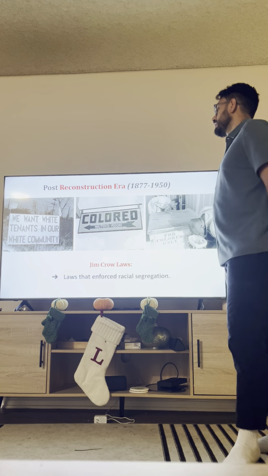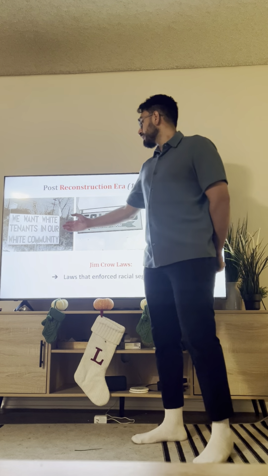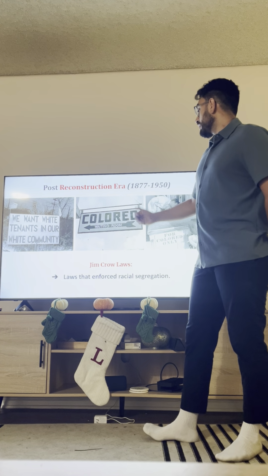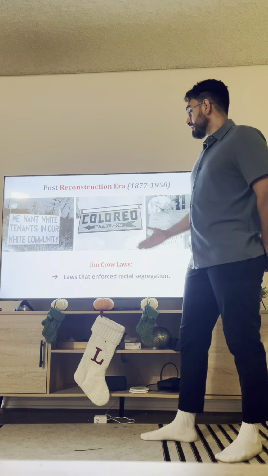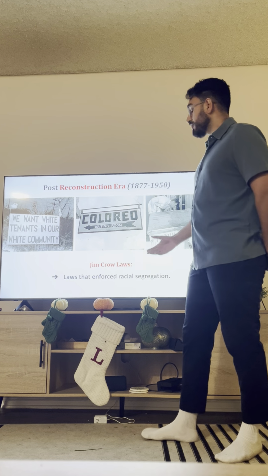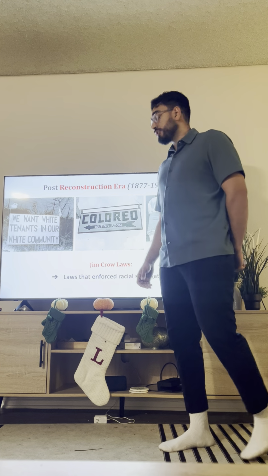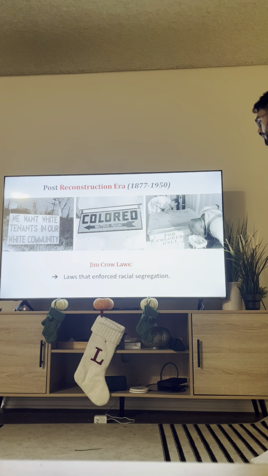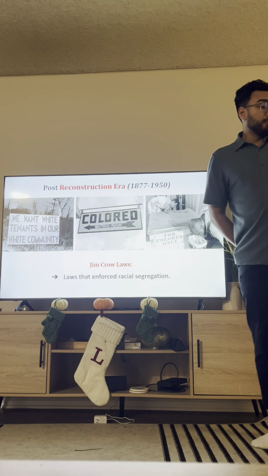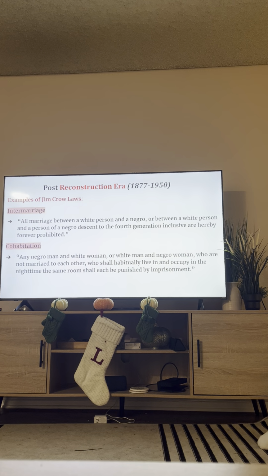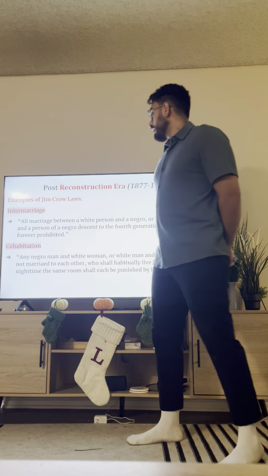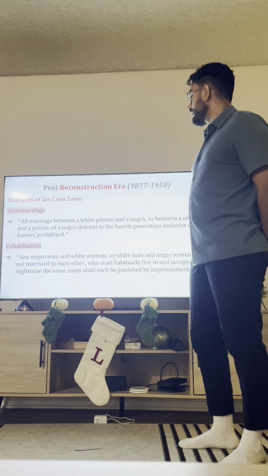As shown in these pictures, black people were not allowed in white neighborhoods. They had segregated public spaces like waiting rooms, restaurants, and transportation. Even water fountains, as shown in this picture, were segregated. Some examples of these laws, and these are direct quotes of the laws during this time.